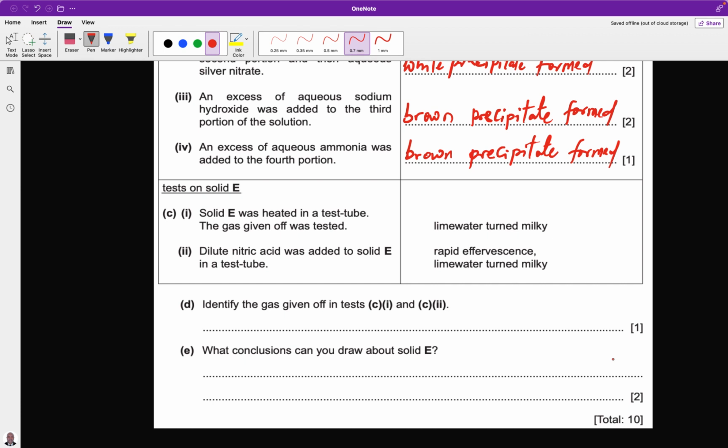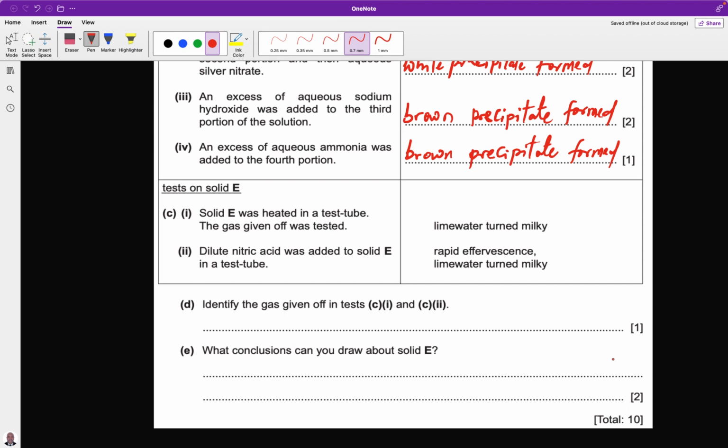C1. Solid E was heated in a test tube. The gas given off was tested. What was the observation of the gas that was given off when solid E was heated? The gas turned lime water milky. And that gas that usually turns lime water milky, you know, is the test for carbon dioxide.